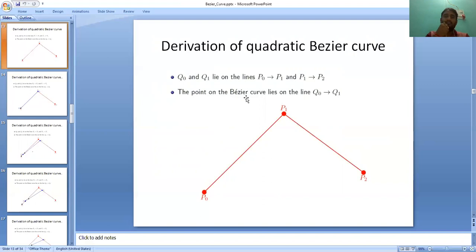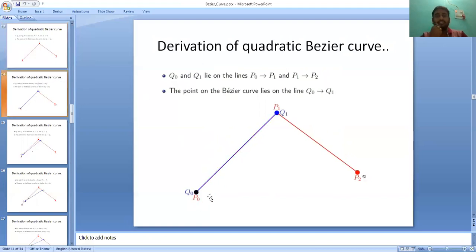The points on the Bezier curve lie on the line Q0, Q1. So the points which lie on Q0 and Q1 are the points of the Bezier curve. Means when we draw our line with the help of Q0 and Q1, let's suppose Q0 is on this point and Q1 is on this point. We are connecting both the points, we get a line. And all the points that lie on these lines are helpful in drawing the Bezier curve. Now how this is done, let's see with the next slide.